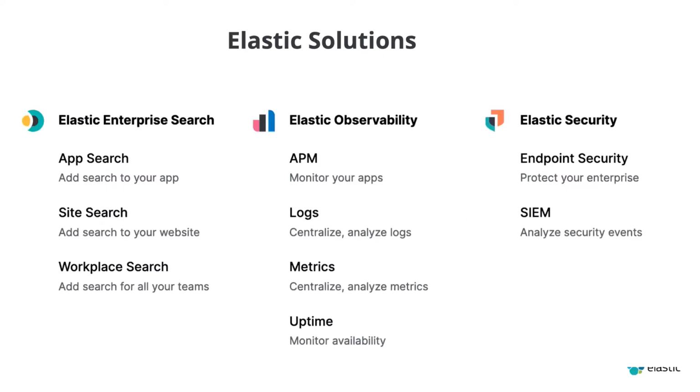So these three solution areas: enterprise search, workplace search is our organizational search. App search allows you to add search to your applications. Site search allows you to add search to your website. In the observability space, we have a number of tools: application performance monitoring for distributed tracing, log analytics, centralized metrics analytics, and service uptime. And then in the security space, we have a great endpoint security product, as well as a great SIEM product for threat hunting and threat resolution.